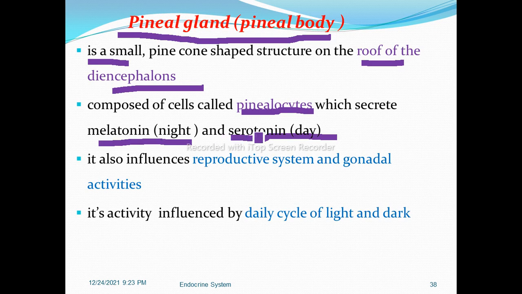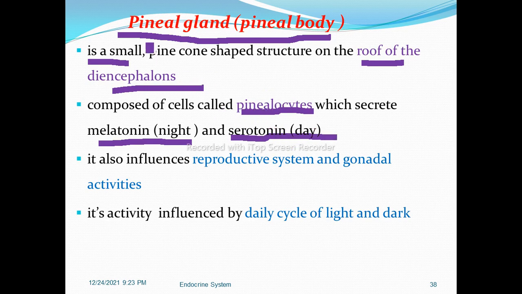In the case of serotonin, in the morning, when the sun rises, serotonin will be produced, and this serotonin stimulates us and keeps us active, free from depression or sleepiness. So due to these two hormones, our day and night will be regulated.